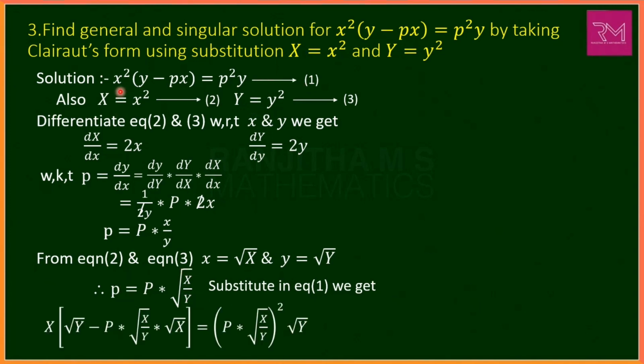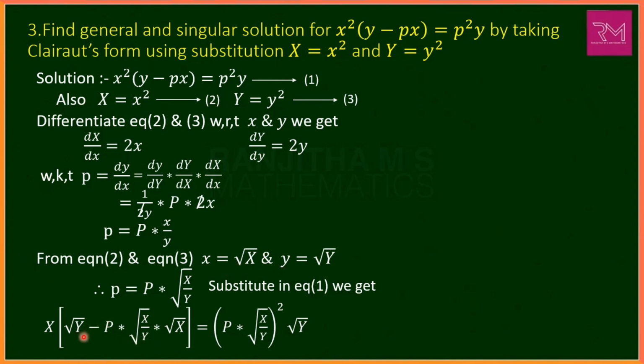We get here x square is x into here in the place of y we can substitute as root y minus P, capital P into square root of x by y, into here small letter x is square root of x, which is equal to p square, p into square root of x by y whole square into small letter y is square root of capital Y. We have to substitute correctly x square y minus px, which is equal to p square y. We have to substitute all this value, p value and also small letter x and small letter y value. We get a value as like this.